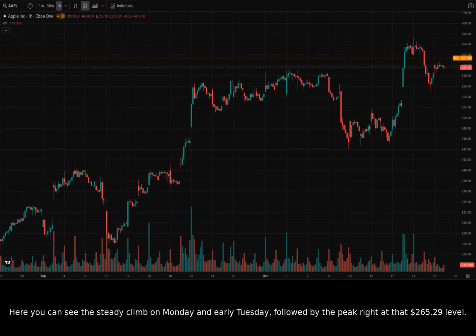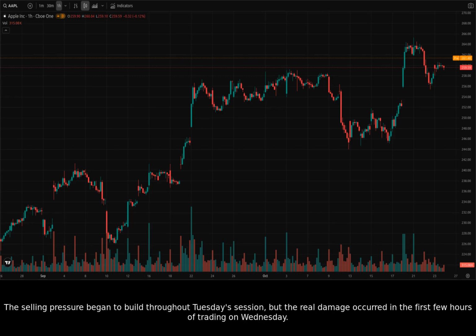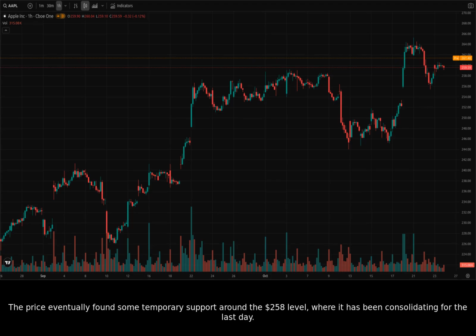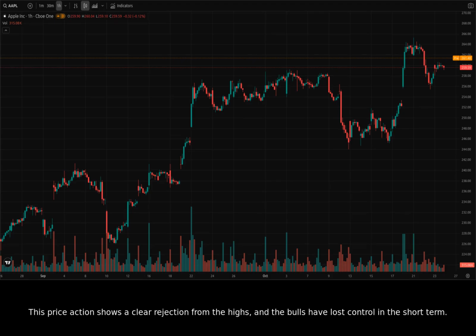Here you can see the steady climb on Monday and early Tuesday, followed by the peak right at that $265.29 level. The selling pressure began to build throughout Tuesday's session, but the real damage occurred in the first few hours of trading on Wednesday. We saw a significant gap down followed by consistent selling pressure throughout the day. The price eventually found some temporary support around the $258 level, where it has been consolidating for the last day. This price action shows a clear rejection from the highs, and the bulls have lost control in the short term.